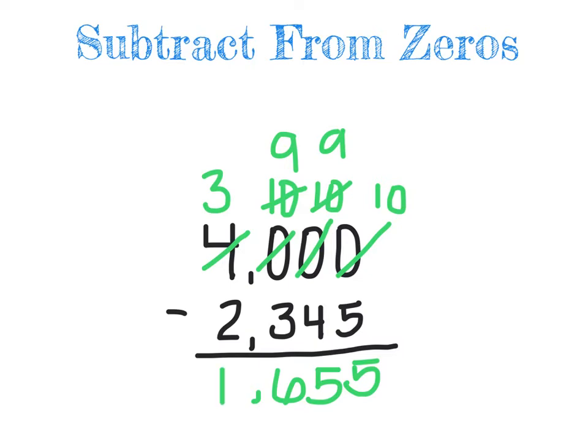So 4,000 minus 2,345 equals 1,655. So remember, boys and girls, when there's a 0 on the top, you can't subtract. You have to go next door and get 10 more.